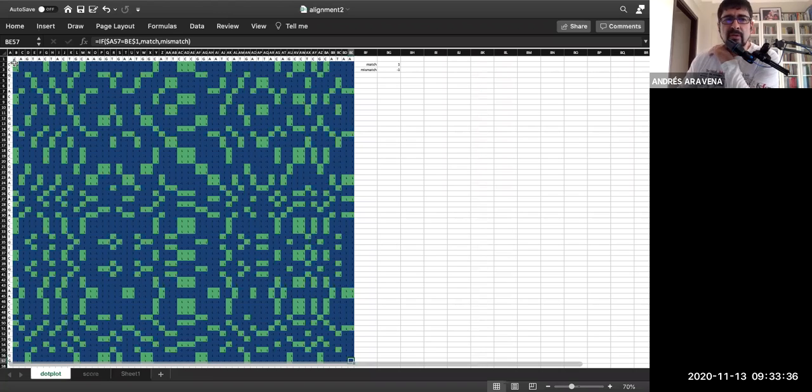Point is, in the global alignment, you start in one corner and you want to get to the other corner, trying to collect the maximum number of points. Okay?